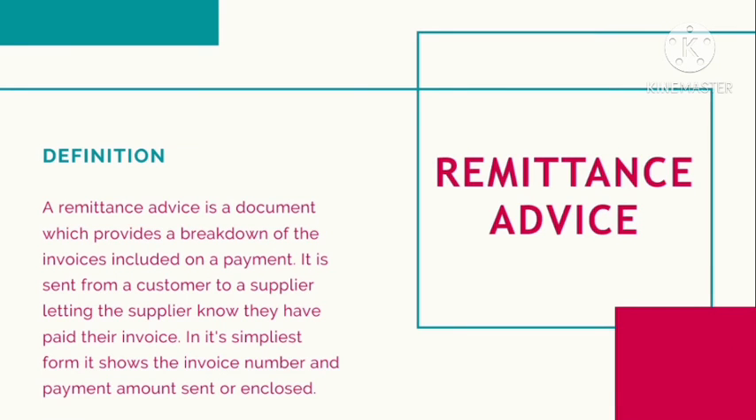And then next is remittance advice. Definition of remittance advice is a document which provides a breakdown of the invoices included in a payment. It's sent from a customer to a supplier, letting the supplier know they have paid their invoice. In its simplest form, it shows the invoice number and payment amount sent are enclosed.